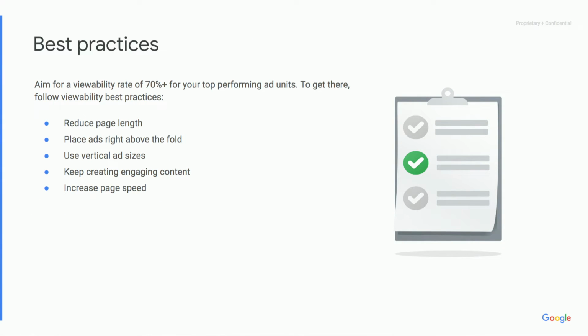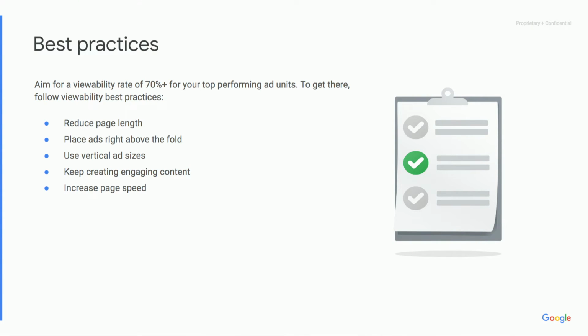So overall, the best practices here: you want to aim for a viewability rate of 70+% for your top performing ad units. To get there, you want to follow our best viewability practices. So reduce page length. One fold means less scrolling and more viewable ads. If you have longer form content, definitely enable infinite scroll. Focus on the position of your ads. The most viewable position for an ad is right above the fold. So try to have at least one ad unit there.